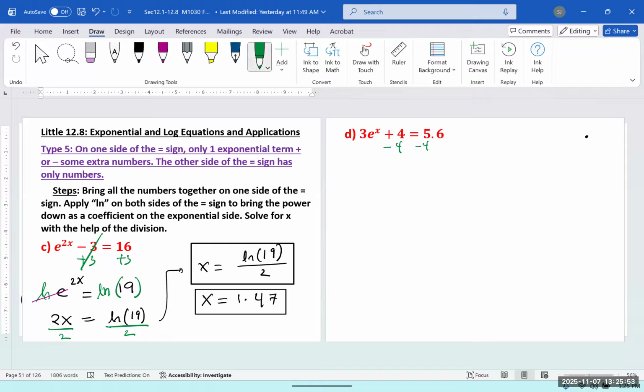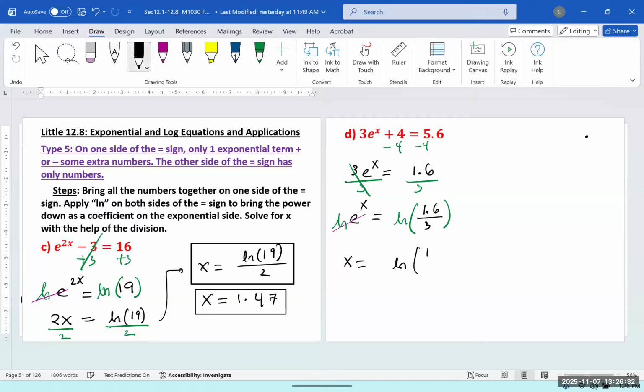Minus 4 on both sides. The 3 e to the x equals 1.6. Good. Divide by 3. We cannot use log until the exponential is alone, so we need to get rid of that. 1.6 divided by 3. We put ln on both sides, and ln and e cancel. x equals ln of 1.6 divided by 3.